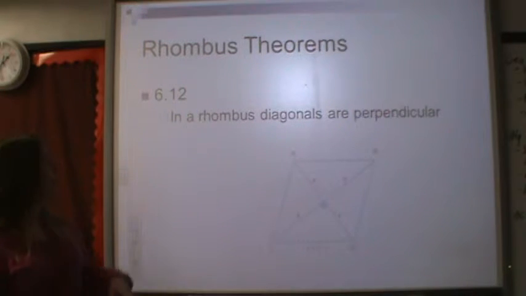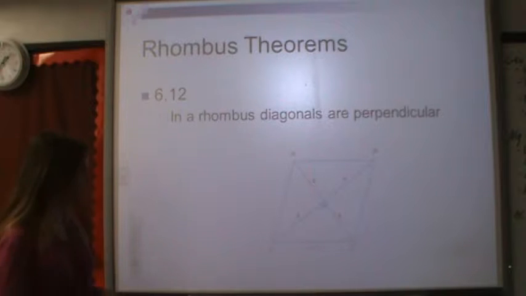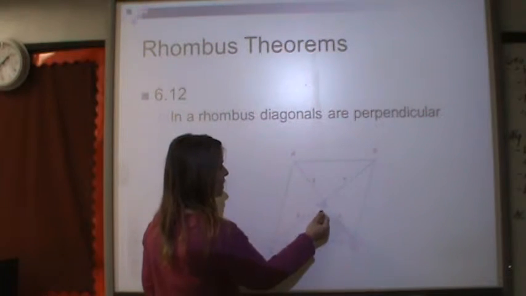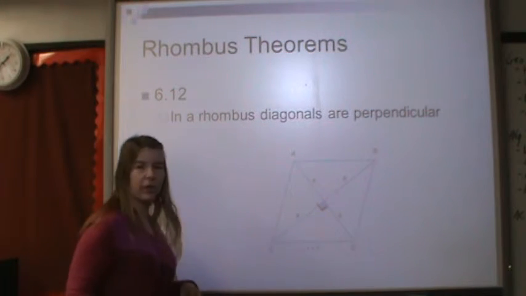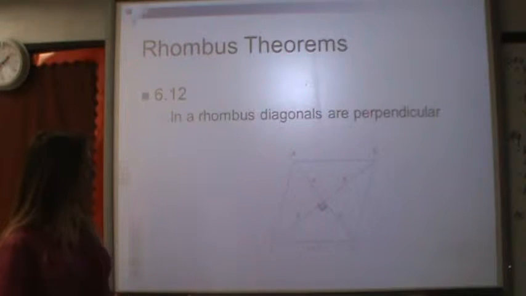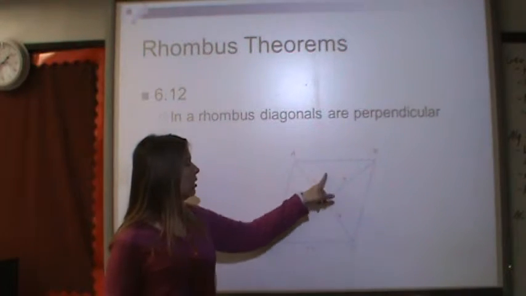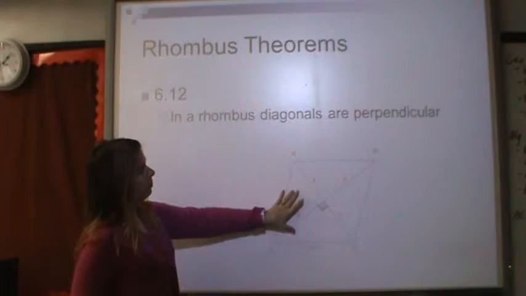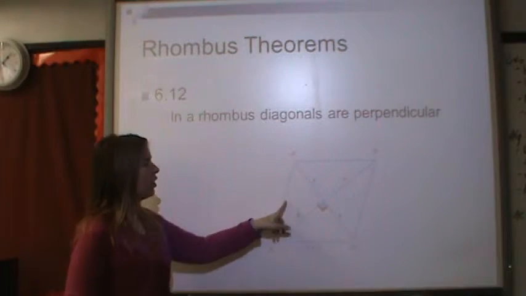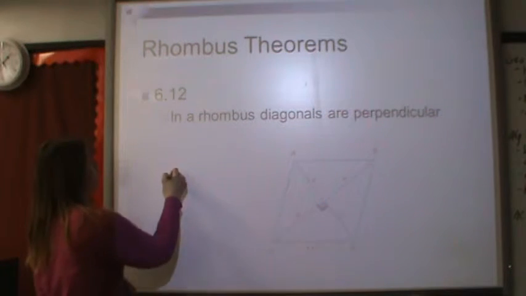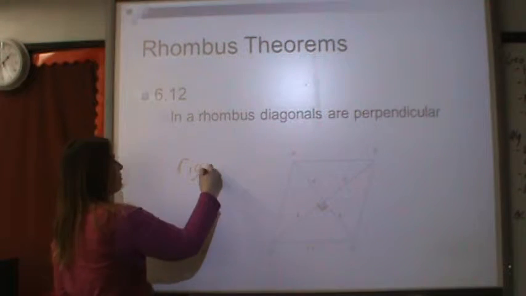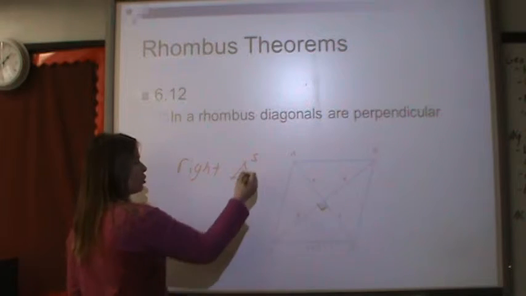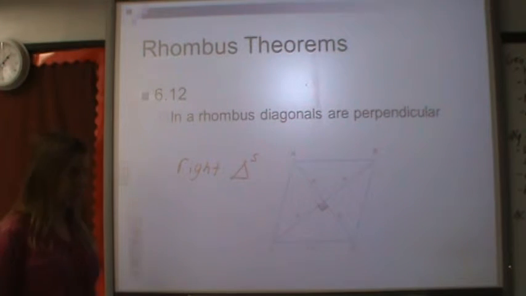First property of a rhombus. In a rhombus, diagonals are perpendicular. So we see the right angle in the middle there that's formed. So what that helps me with is that all of the triangles in a rhombus are right triangles. Because starting in this section, we're going to be looking at all of these as triangles. So I also want you to add, we have right triangles when we have a rhombus.